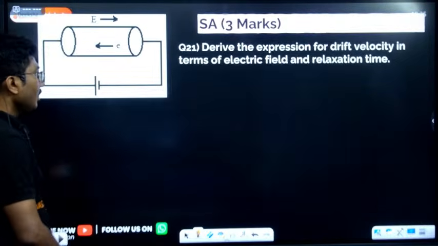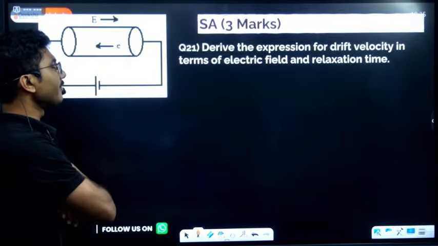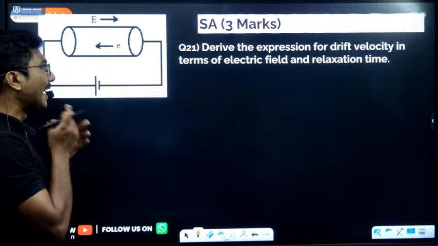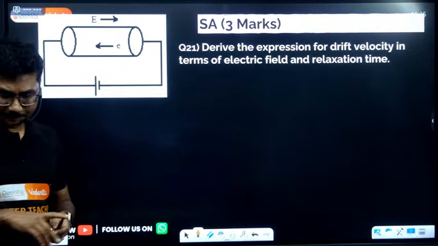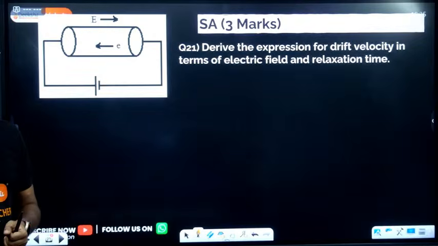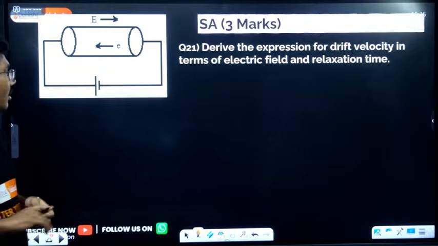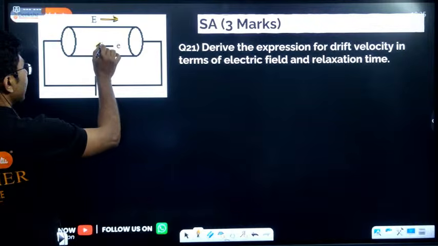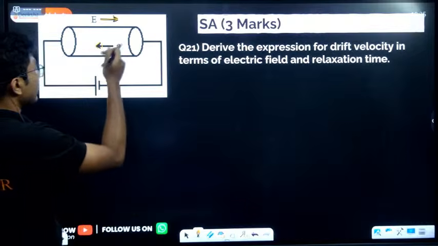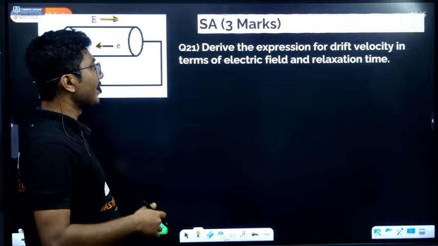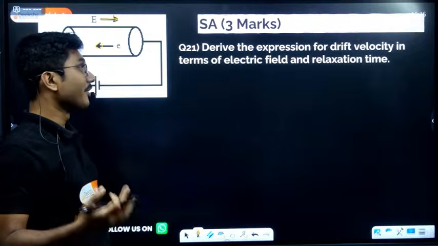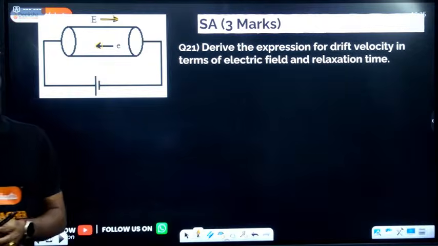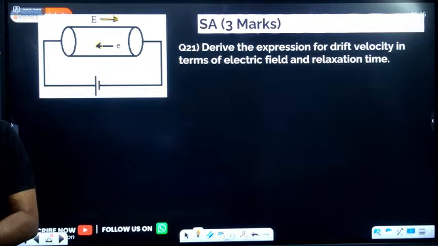But anyway, derive the expression for drift velocity in terms of electric field and relaxation time. Now, what is drift velocity? We have an electric field applied to a conductor. Some electrons are moving in the opposite direction of the applied electric field. You have to find the drift velocity in terms of the electric field as well as relaxation time, right? Now how to do that?